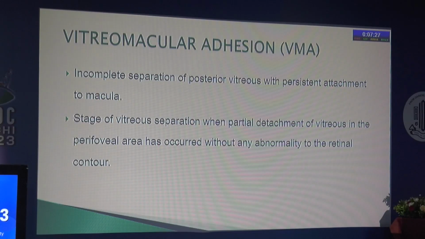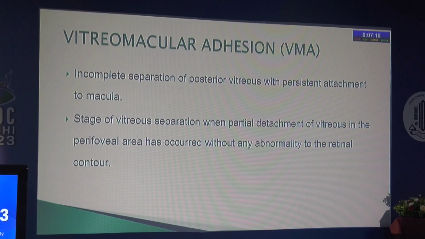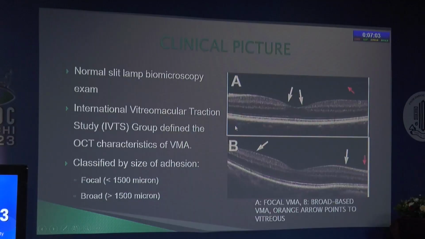So vitreomacular adhesion is basically incomplete separation of posterior vitreous with persistent attachment to the macula. And as such, the patient doesn't complain of any symptoms. It is known as early stage of PVD. So this is the picture of VMA. You can see it is getting started from the perifoveal area and still attached with the fovea, but there is no distortion of the foveal contour. So on clinical examination, slit lamp biomicroscopy, you will not find anything.